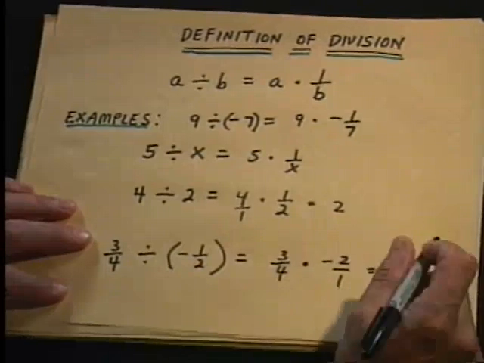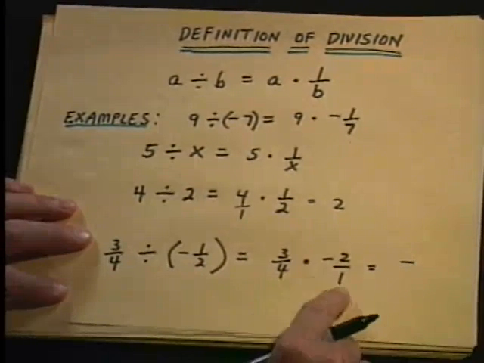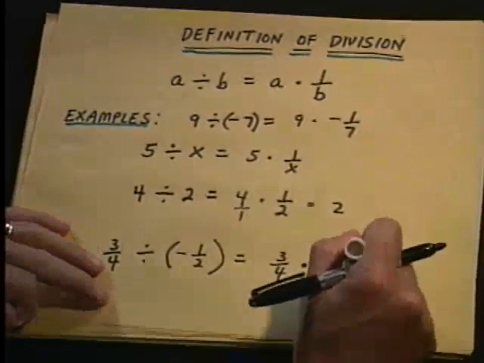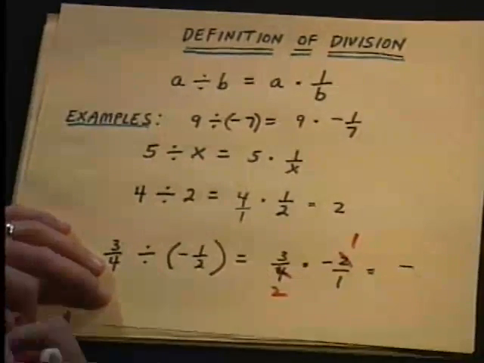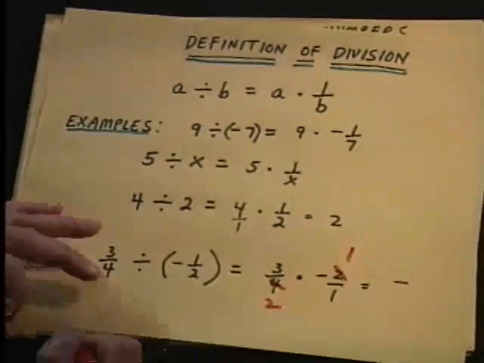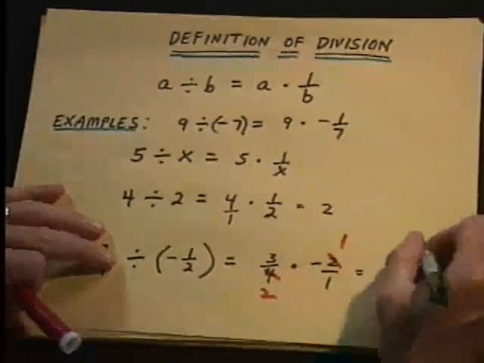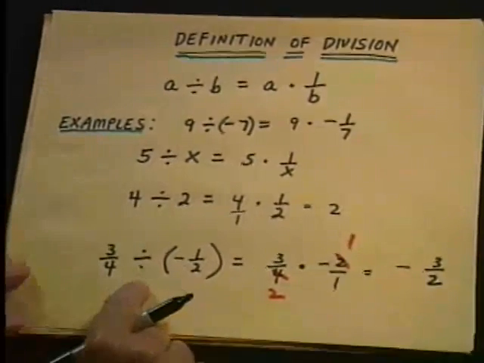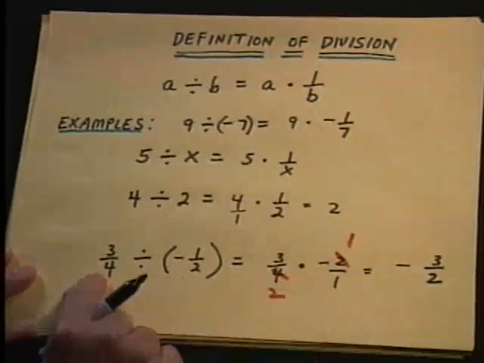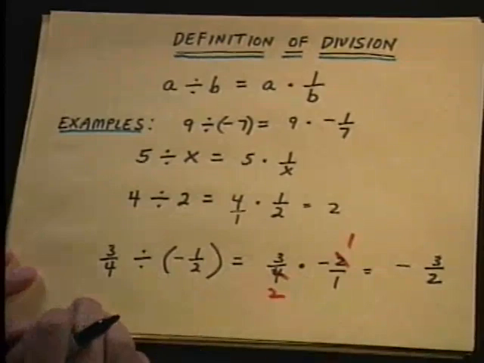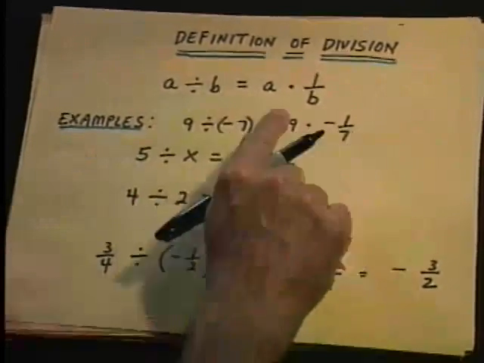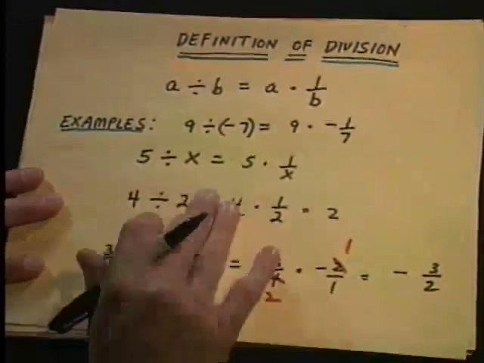That's going to come out negative because you have an odd number of negatives you're multiplying by. And then you can chop: 2 goes into 2 once, into 4 twice. Final answer, -3/2. So the definition of division tells us that to divide fractions, you must multiply by the reciprocal. Or anything written in terms of division can be rewritten in terms of multiplication. We will come back to this later.